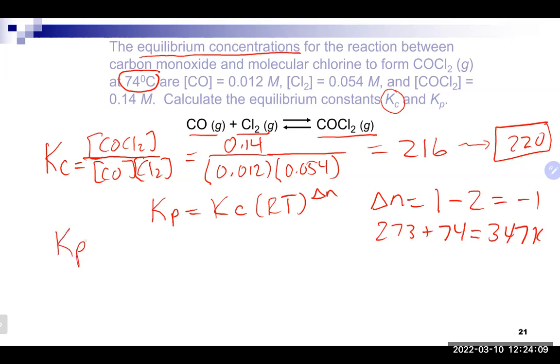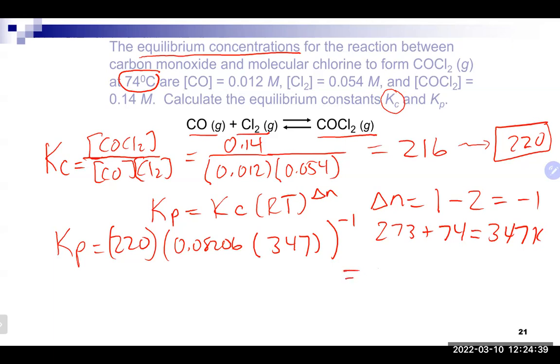So our KP here, I'll use the 220 and 0.08206. You could use 0.021 if you like. We're going to times it by 347. And again, we're going to take that whole thing to the -1. So if we do that there, taking it to the -1 and times it by a 220 there, gets us a KP value of about 7.7. Again, I think if you roll with the 216, you got a 7.6, which you'd probably be okay, but you technically should be using the 220. Any questions on either of those calculations?